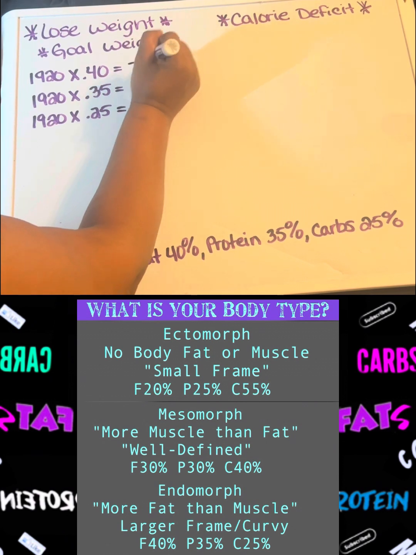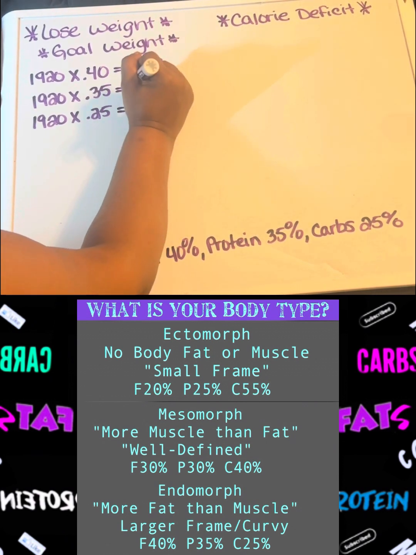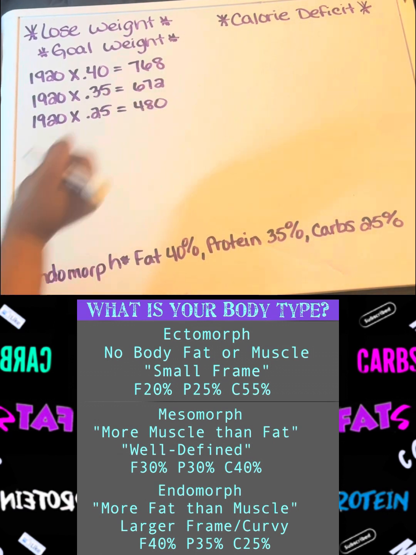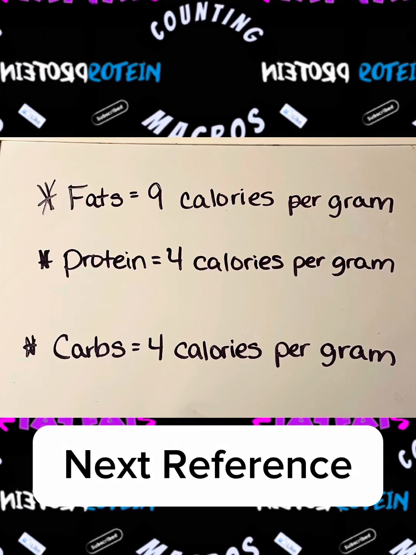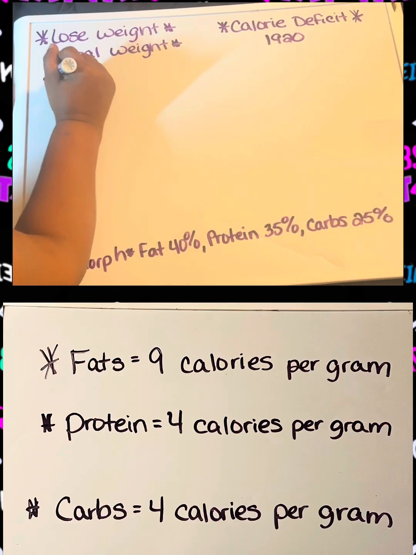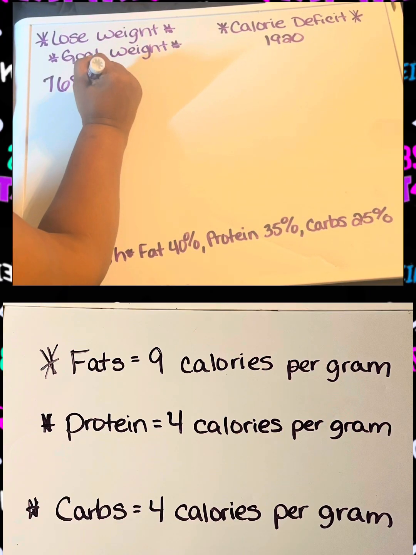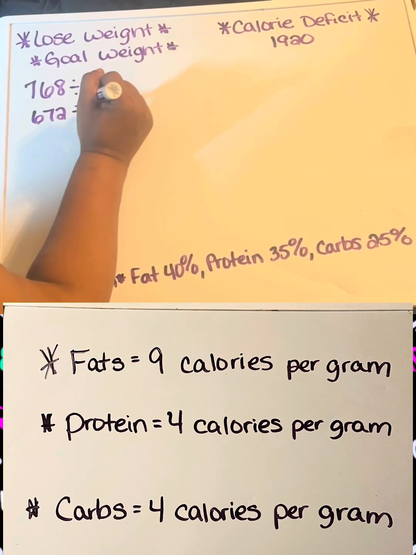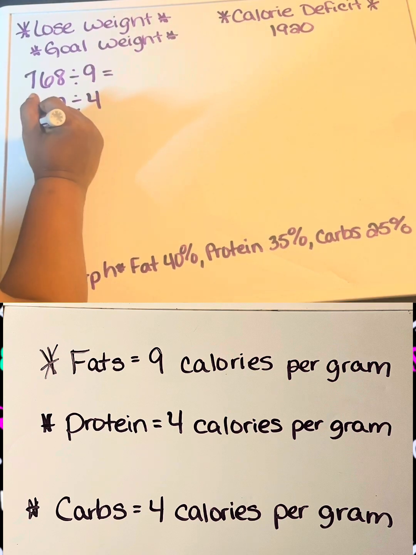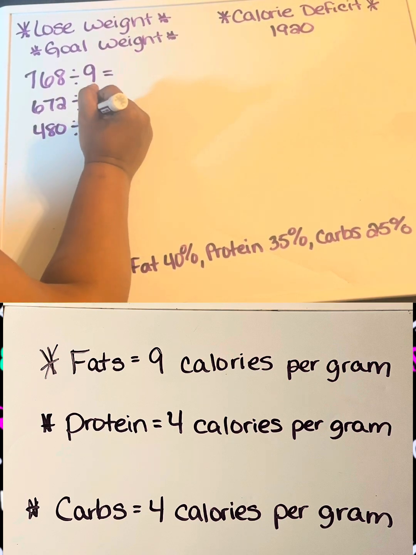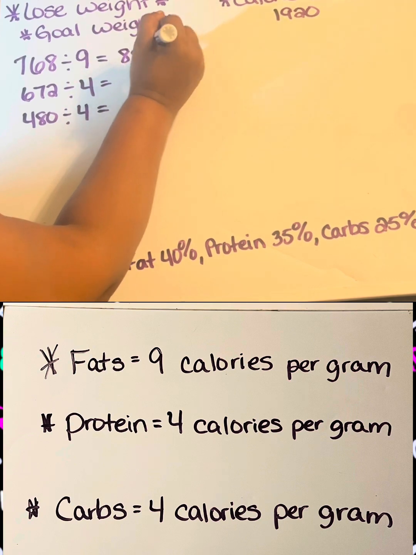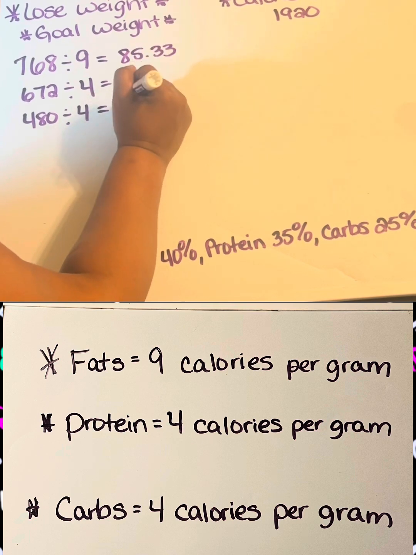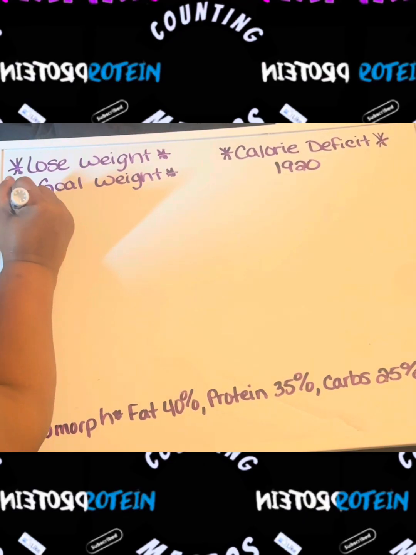Now multiply each problem by turning each percentage into a decimal. If you add the answers to these three problems, you will come up with your calorie deficit, 1,920. Lastly, let's take it a step further. Take the fat and divide it by 9. Take my protein, divide it by 4. Then I take my carbs, divided by 4. Now, this would be my daily intake to get to my goal weight. 85.33 grams of fat, 168 grams of protein, and 120 grams of carbs.